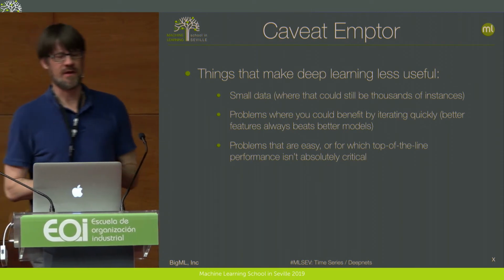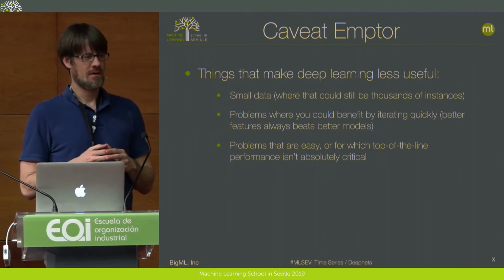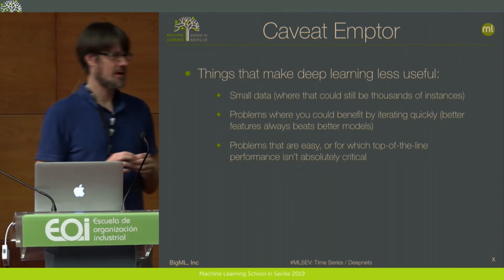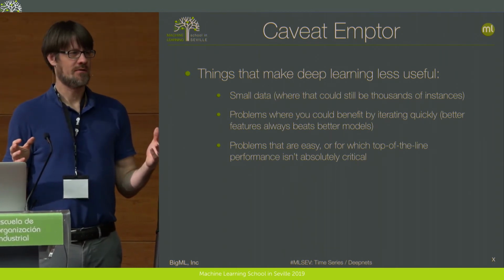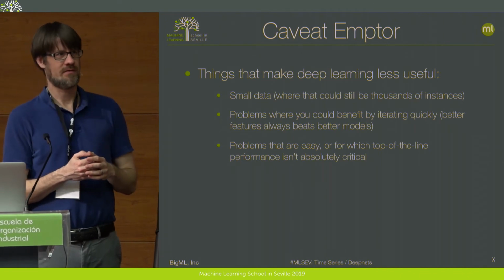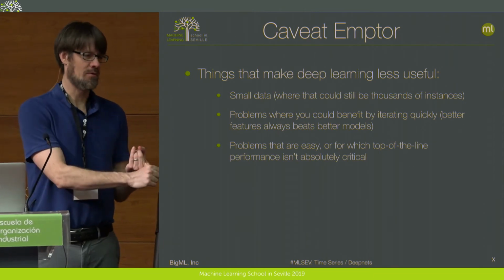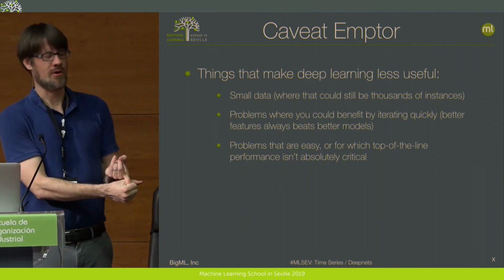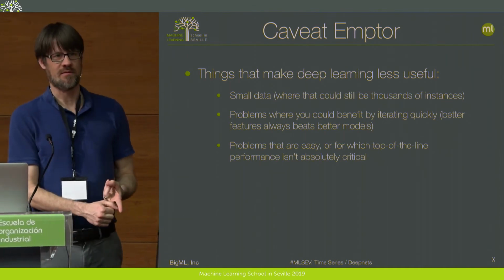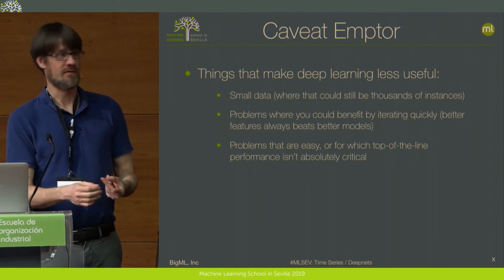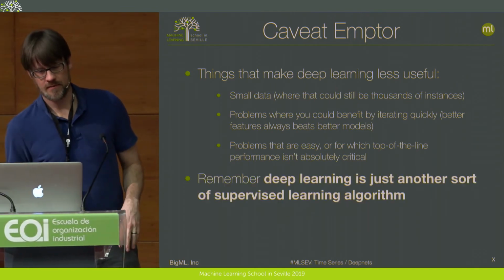And then problems that are easy, or for which top-line performance doesn't matter. If you've got a logistic regression model predicting with 98% accuracy that makes you $1 million, and a deep net that predicts with 99% accuracy makes you $1,001,001, you should just use the logistic regression. First of all, it's lower variance. You can guarantee pretty much that it won't be overfit. And second of all, it's faster. Pretty much everything about it is better, other than it doesn't get as high a performance. And if that nominal increase in performance doesn't matter to you, you should always use the simpler thing.